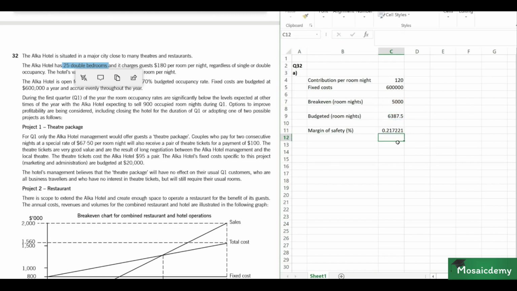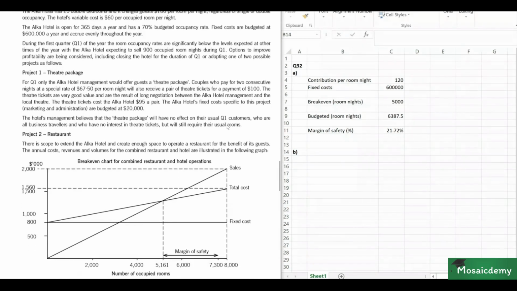Please be careful about that, right? So again, this should be in a percentage. Let's change the format. So it's approximately 21.72%. And we're done with part A of the requirement for 4 marks. Okay, simple, smooth, and efficient.